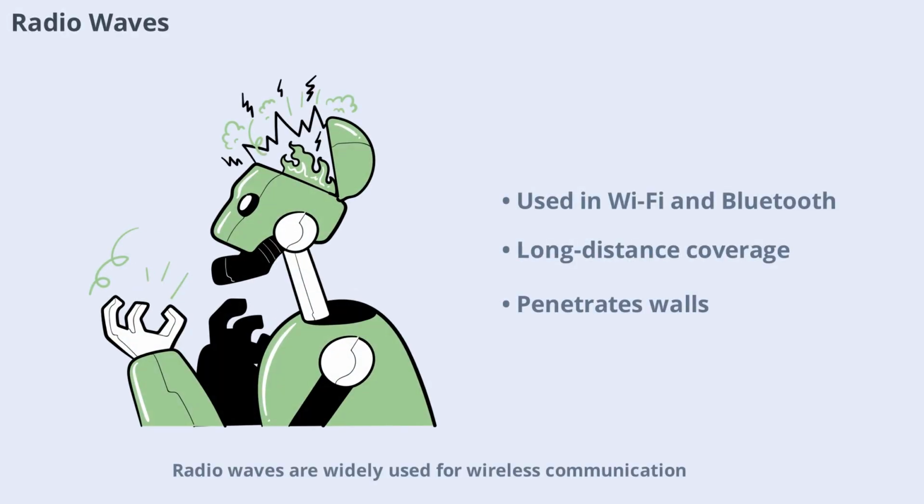Radio waves are widely used for wireless communication, including Wi-Fi, Bluetooth, and cellular networks. They can travel long distances and penetrate walls, making them ideal for both indoor and outdoor use. Radio waves operate at different frequencies, each suited for specific applications. Their flexibility and range have made them a backbone of modern wireless networking.